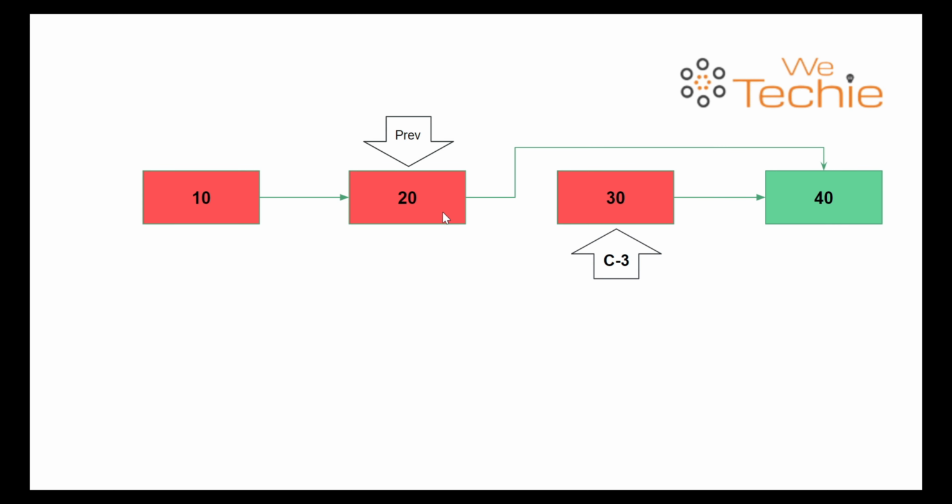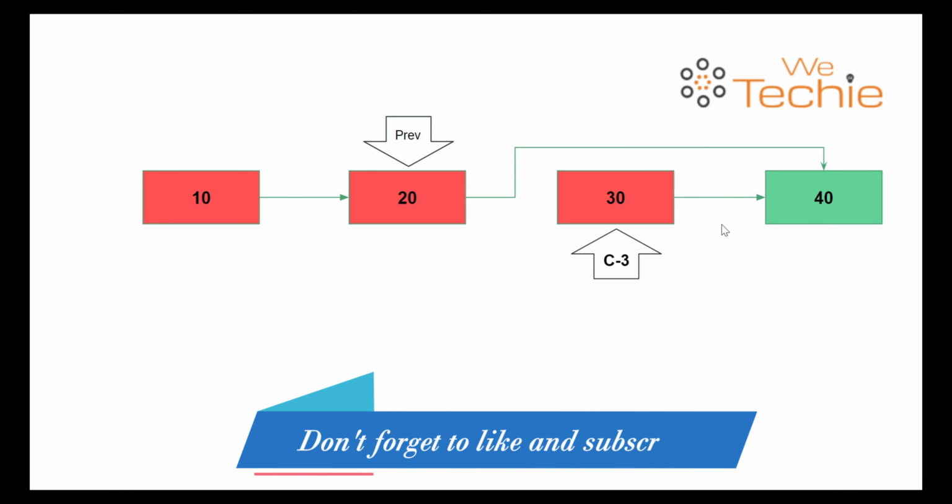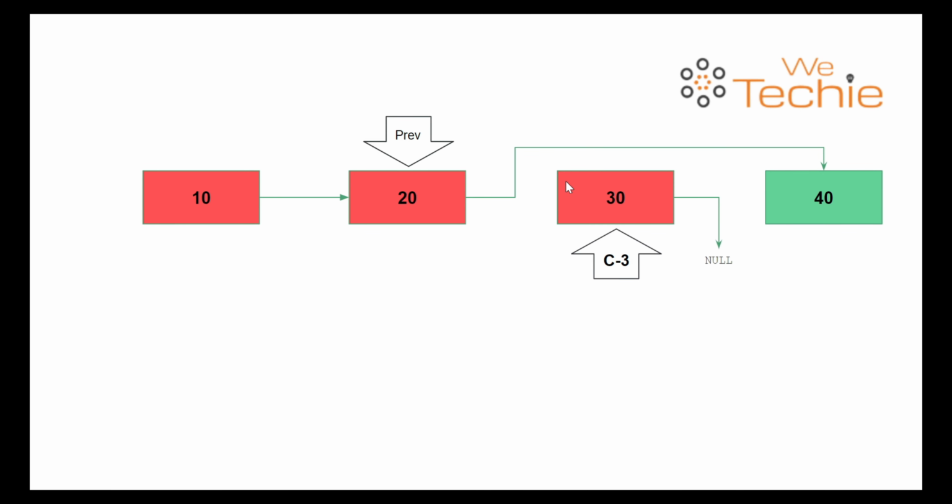Now you can see the node 20 is now pointing to the node 40, and the 30 node is still pointing to the node 40. Now this is eligible to remove the reference between 30 and 40. So let's do that. Now you can see the node which was at the third location is completely removed from this list, and now node 30 is pointing to null. So we are done with the first step.